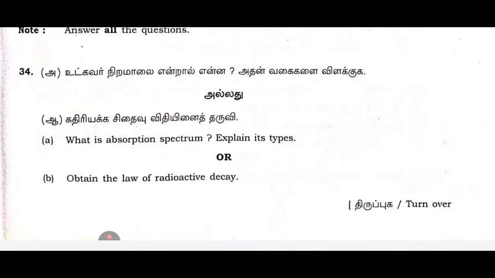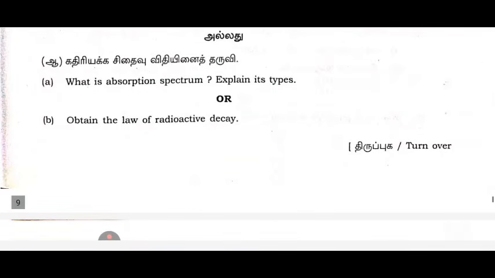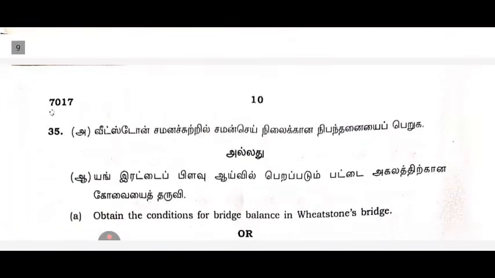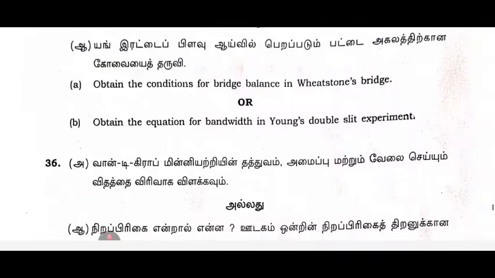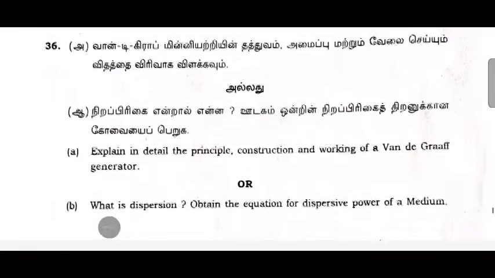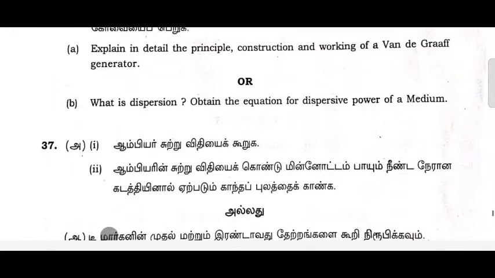34 A, explain the absorption spectrum and its types, or obtain the law of radioactive decay. 35 A, obtain the conditions of bridge balance of Wheatstone bridge. Very important question. Or obtain the equation of the bandwidth in Young's double slit experiment. 36 A, explain in detail the principle, construction and working of Van de Graaff generator. Very important question. B, what is dispersion? Obtain the equation of dispersive power of a medium.